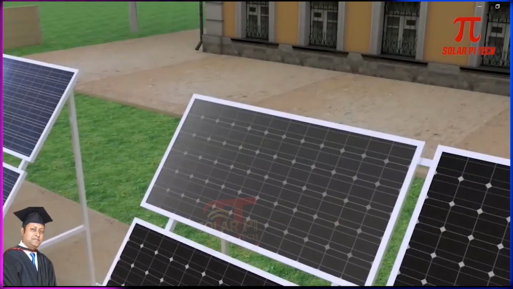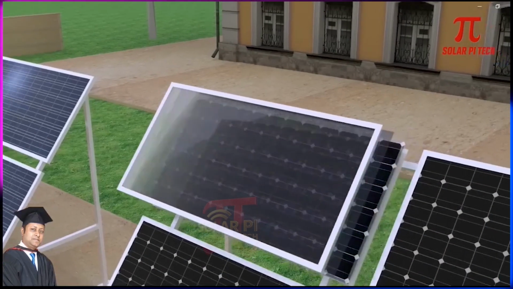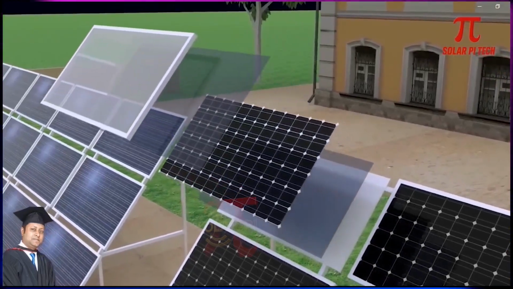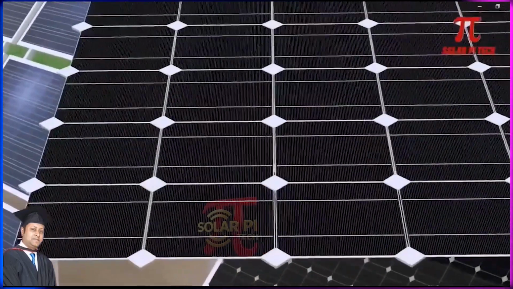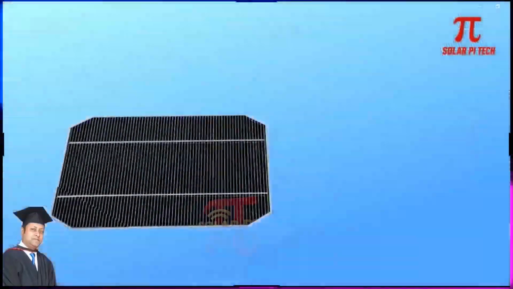Now, let's analyze the structure of a solar panel. You can see the solar panel has different layers. One of them is a layer of cells. You will be amazed to see how these PV cells are interconnected.